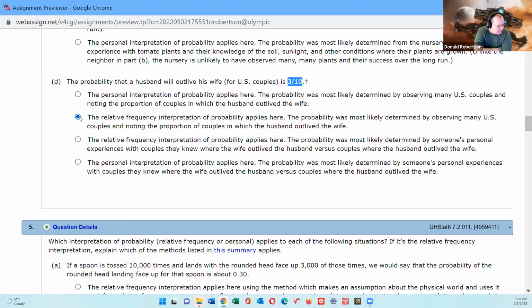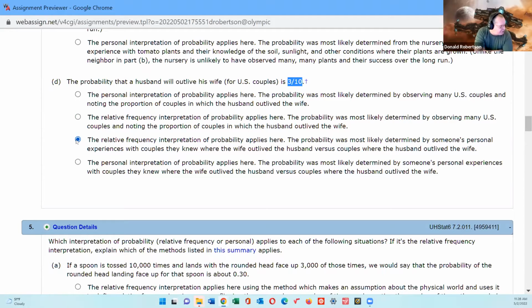The probability was most likely determined by observing how many US couples there are and noticing the proportion of couples in which the husband outlived the wife. I think that would be how you would do that. Let's see if the third dot has a better chance.